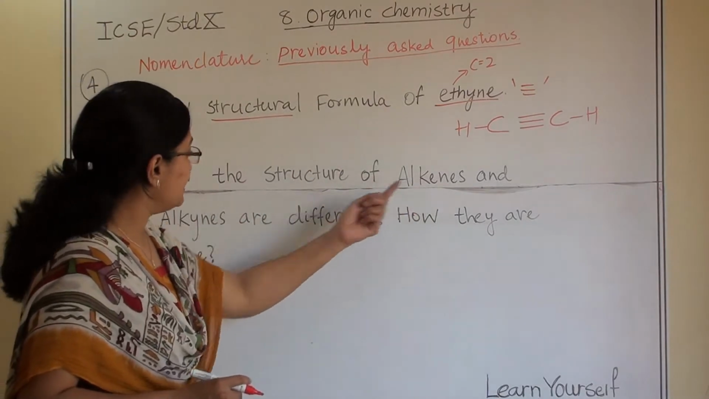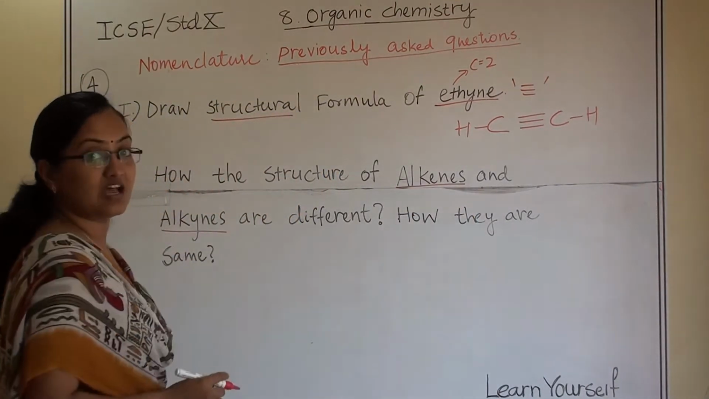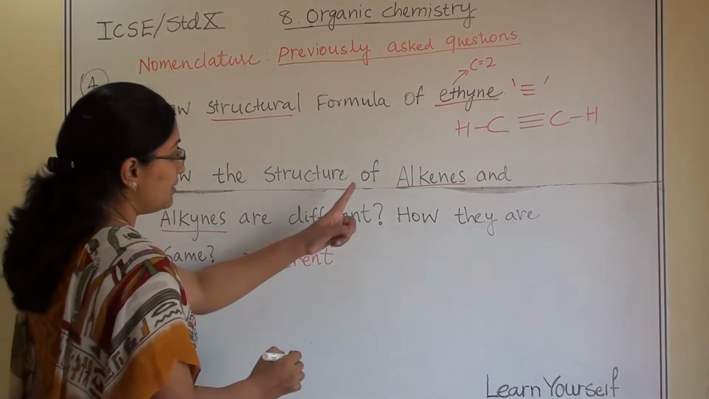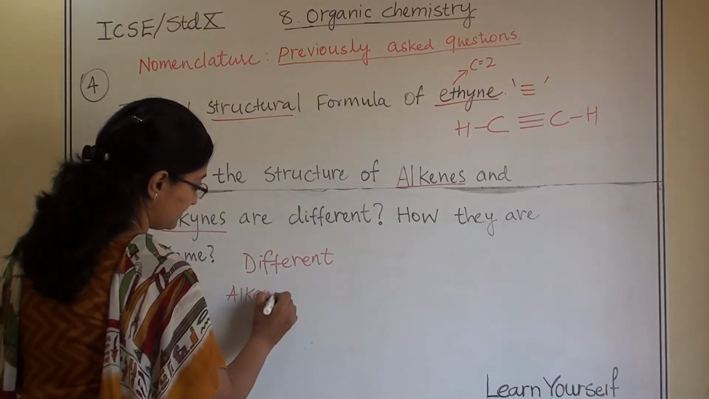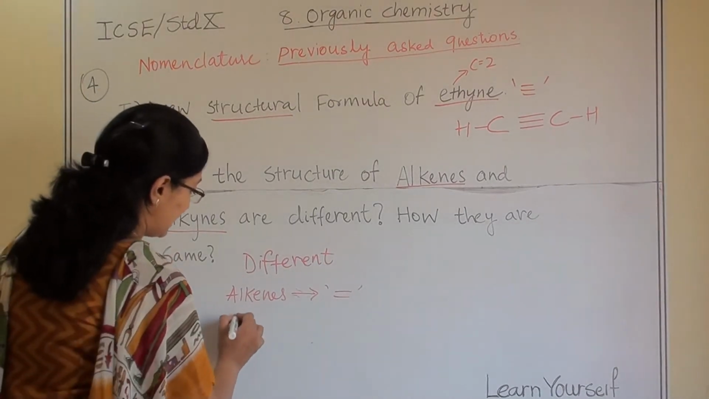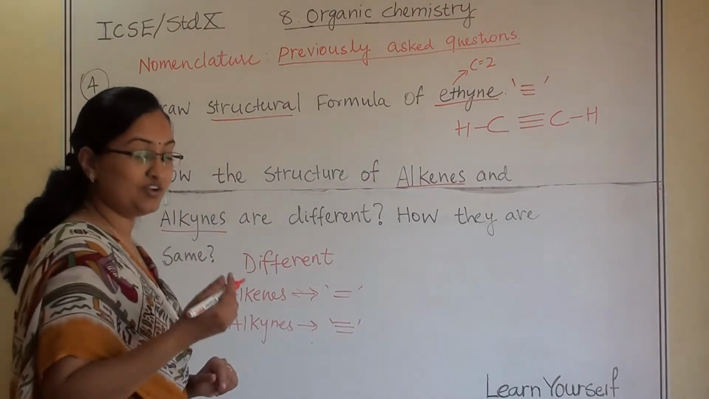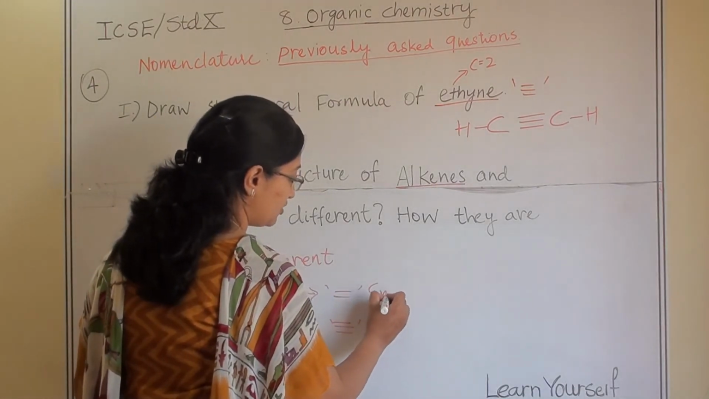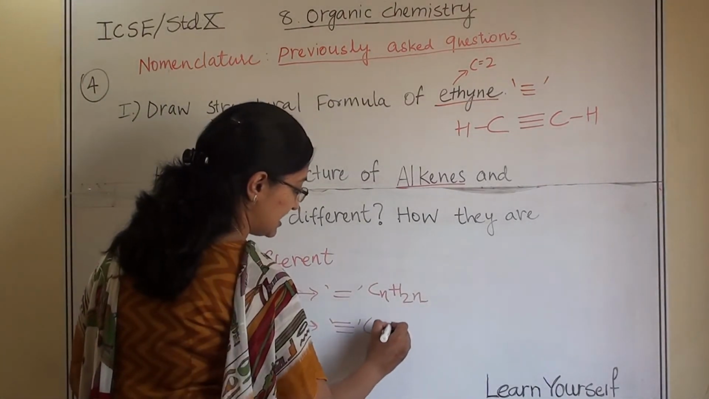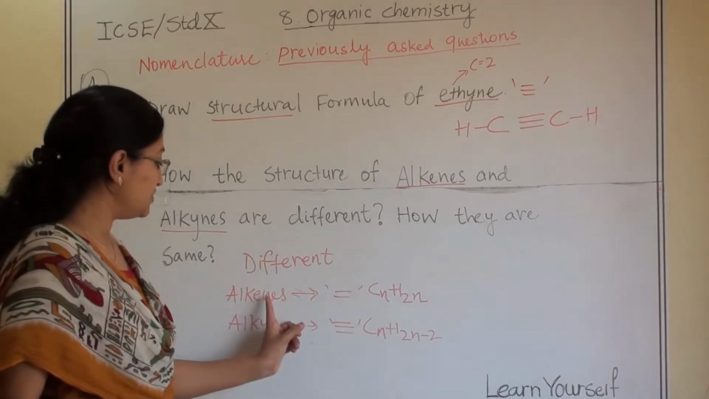How are the structures of alkenes and alkynes different? Here this is alkenes and here this is alkynes. How are they different? Alkenes contain double bonded compounds, whereas alkynes contain triple bonded compounds. And one more difference is for the homologous series. The homologous series for alkene is CnH2n, whereas for alkyne it is CnH2n minus 2. So these are two differences between alkene and alkyne.